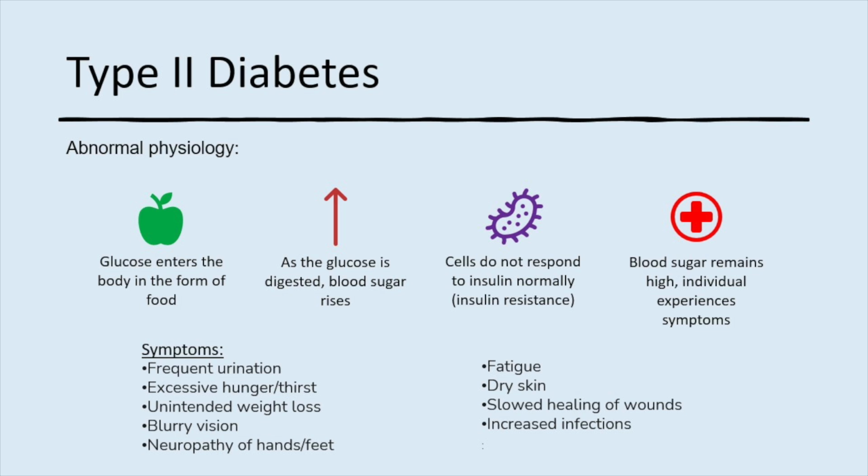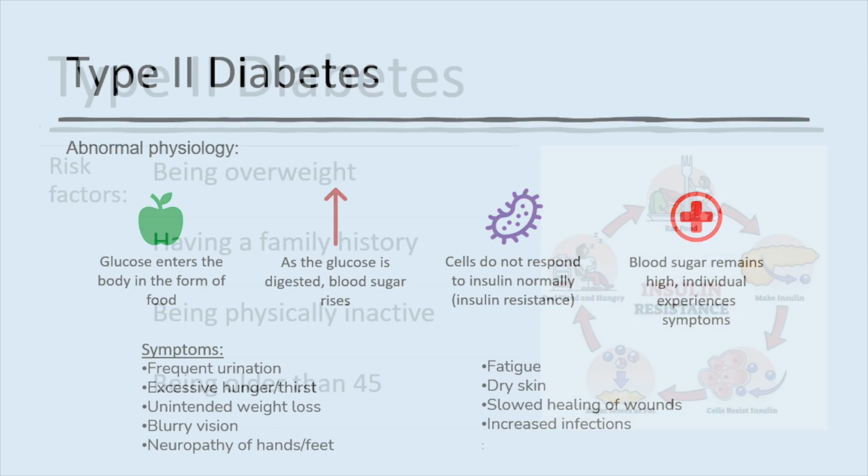Individuals with type 2 diabetes suffer from insulin resistance. What this means is that their cells are no longer responding to the insulin produced by the pancreas. Their insulin is unable to enter the cells properly in order to produce energy. When this happens, blood sugar levels will remain high and they will experience symptoms of type 2 diabetes. These symptoms include frequent urination, excessive hunger and thirst, unintended weight loss, blurry vision, neuropathy of the hands and feet, fatigue, dry skin, slowed healing of wounds, and increased infections.